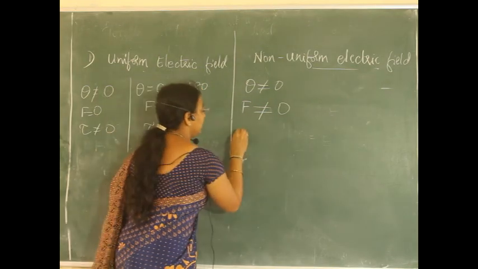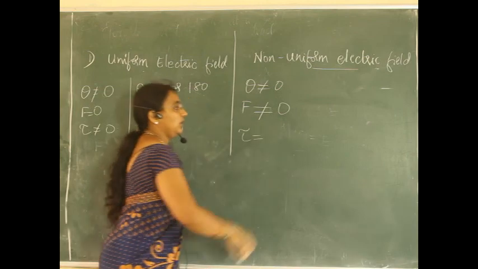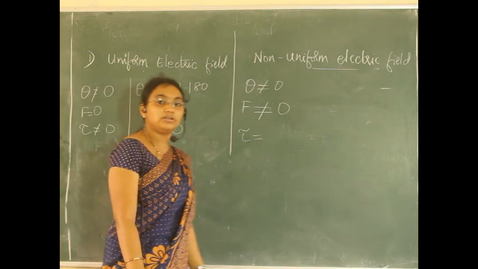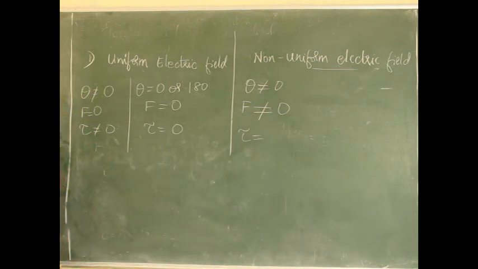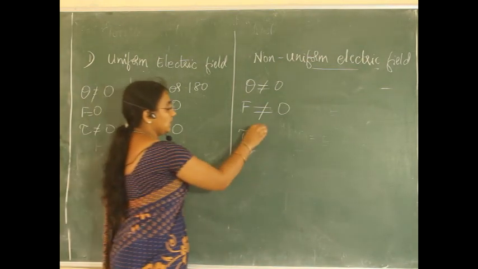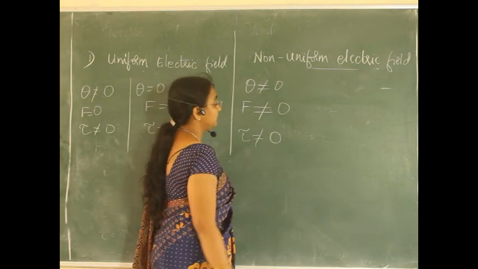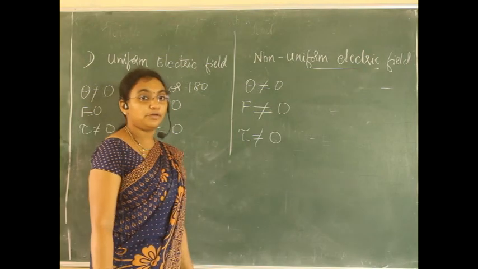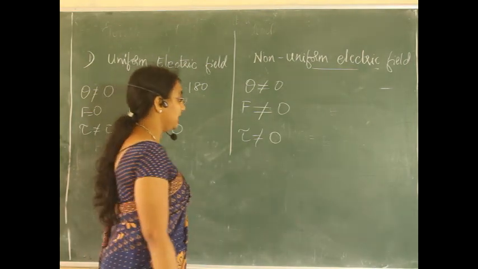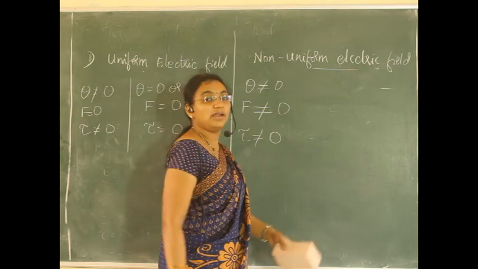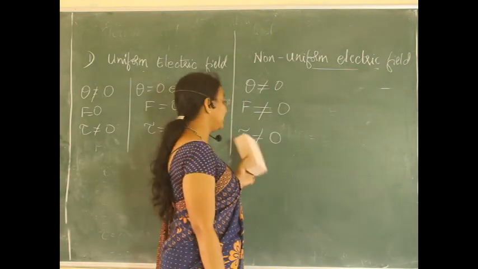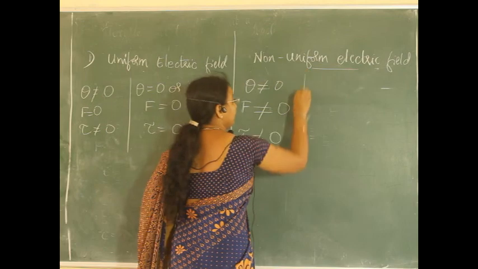What about the tau? Torque, whether torque is equal to 0 or not equal to 0? It is also not equal to 0. Why? Tau is equal to P cross E, or PE sin theta. Here the field is not uniform, it varies. So you can say tau is not equal to 0.